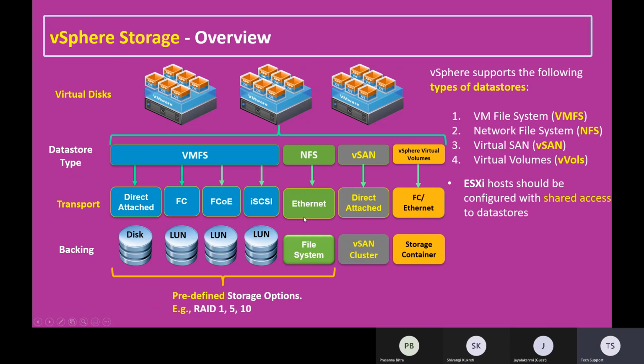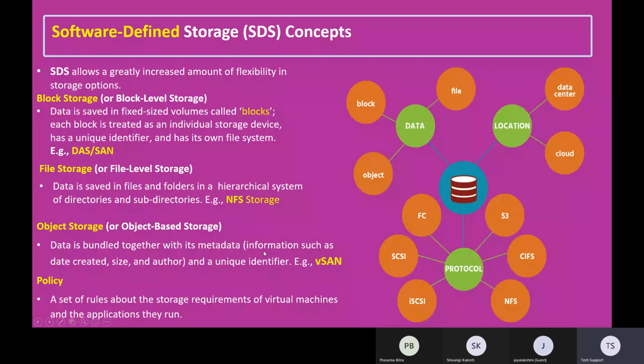And object storage, which we can also call object based storage. Data is bundled together with its metadata. Metadata means information such as when it was created, the size of the folder and who created it. All this information is considered metadata, and it also has a unique identifier. When we create a virtual machine in a vSAN datastore, it records when the VM was created, what the size of the VM is and who created it. All this information is considered metadata and it's bundled together. That means wherever you create a virtual machine, it will create one virtual machine folder. That folder is the data, bundled together with all the virtual machine files.